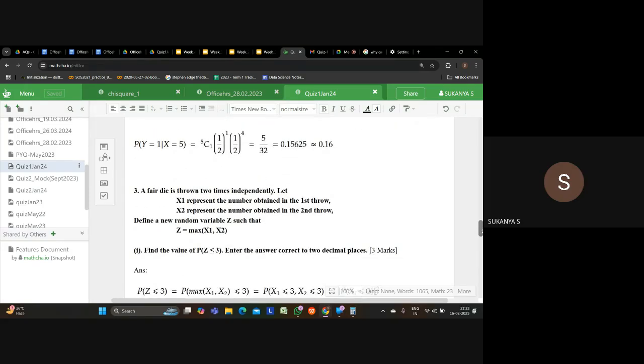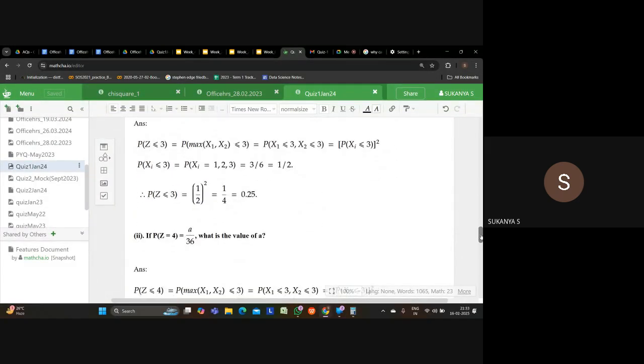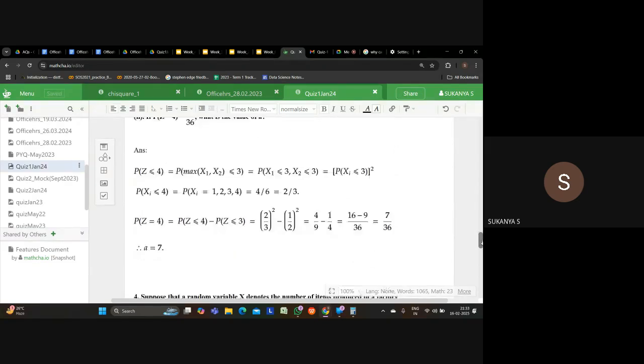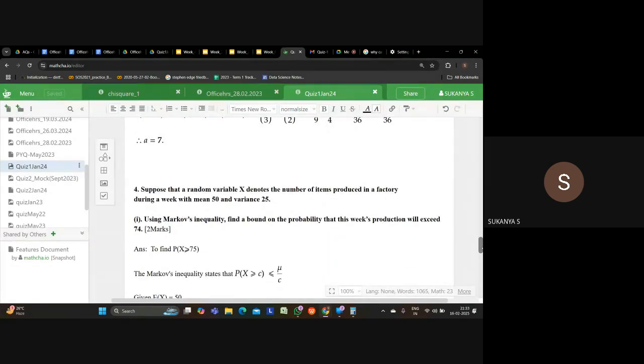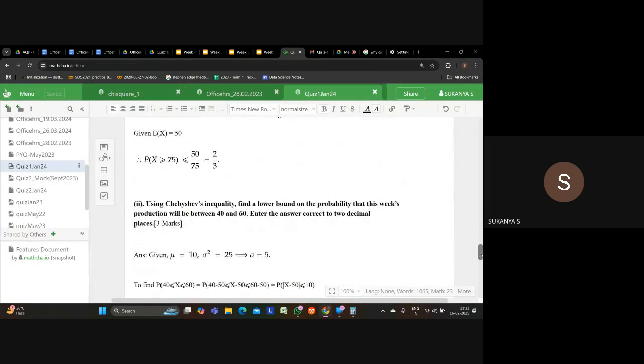Next is this one we just did, right? Z represents the maximum value. We have to find the probability of Z less than or equal to 3 and A by 36. I guess you got it as 7 by 36. This also we did. It is Markov inequality and Chebyshev inequality.